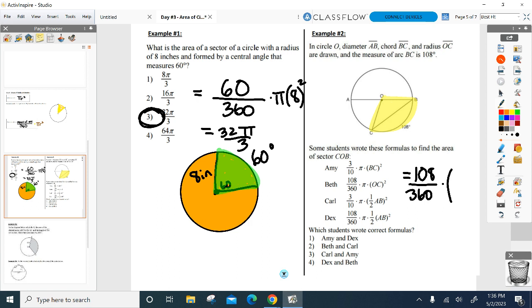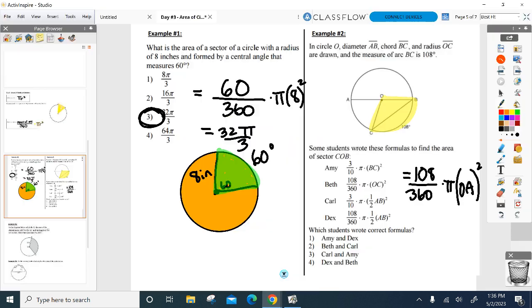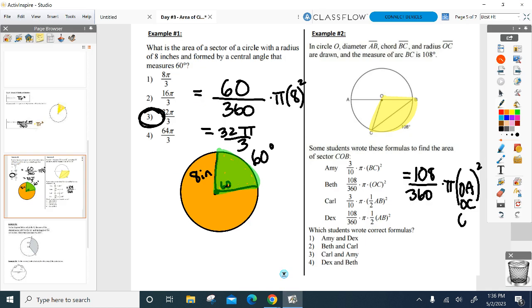AO. So this could be pi times OA squared. Give me another radius in this diagram. There's more than OA: CO, OC. And one more radius in this diagram I could possibly use: OB. Yep. All right, so there's the period 8 version.